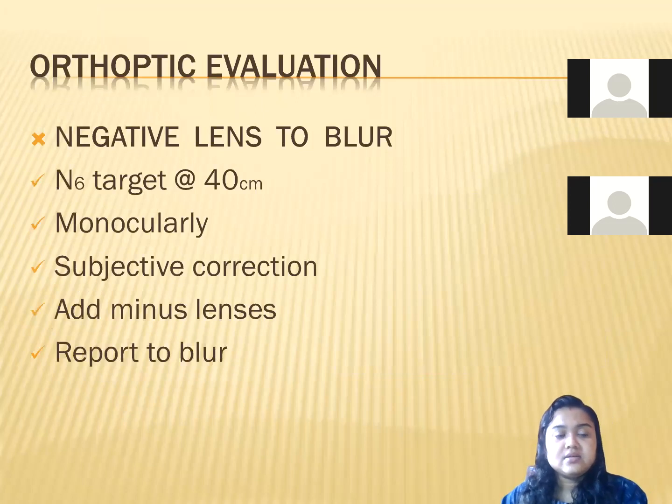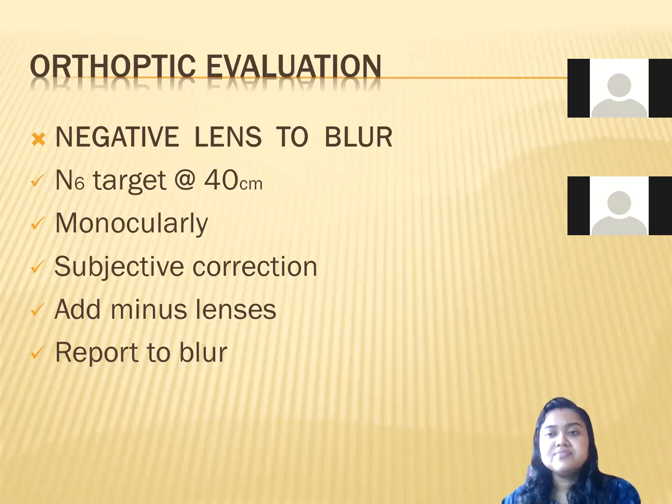So this way you can do. Second way is the negative lens to blur. You give an N6 target at 40 centimeter and you can add minus lenses and see the negative lens to blur and all. We do not do it in clinic because we do the NRA PRA test. Okay, so we try to skip these things. So negative lens means you are giving negative lenses till it gets blurred.